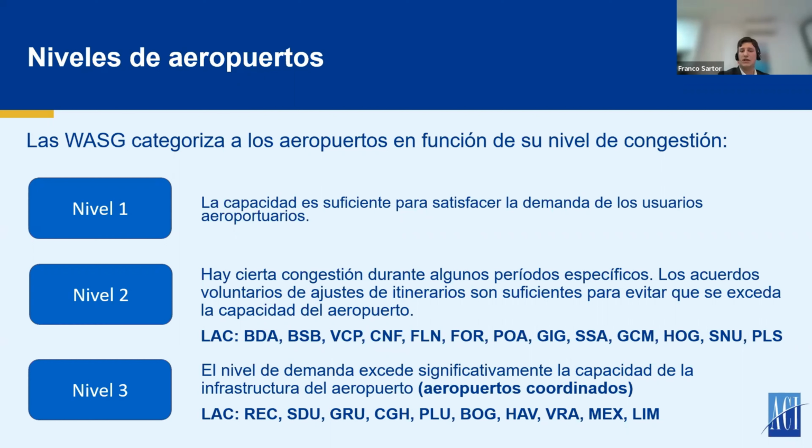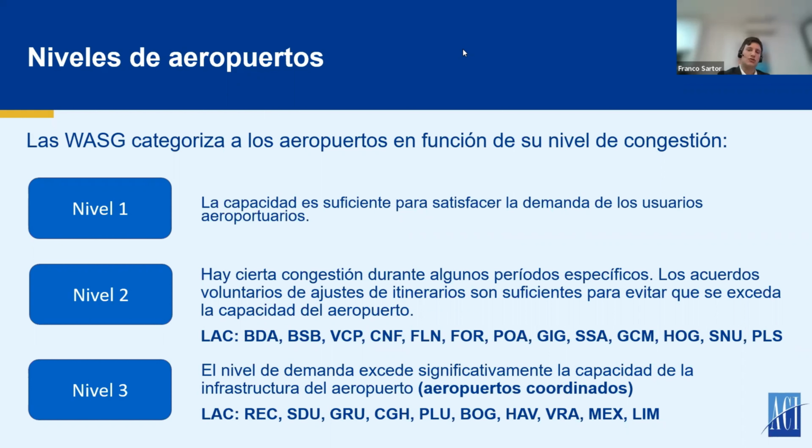Level 1 airports are those where the capacity of the infrastructure is enough to satisfy the demand of the airlines. And most of the airports in the world are within this level 1 category. Then we have airports level 2. These airports level 2 are those where there is a certain degree of congestion during some specific periods of time, during the day, the week, or the season, maybe. And through voluntary adjustments of itineraries of the airlines, we can prevent that the capacity of the airport is exceeded, so we can prevent congestion. These airports are called level 2 airports. And there's a whole process that it's applied to them. It's called airport facilitation.